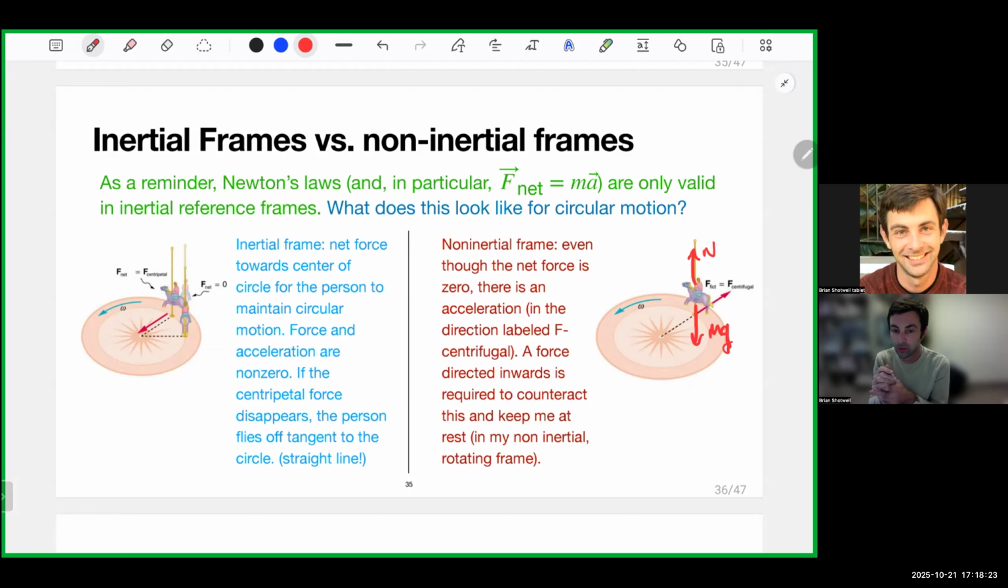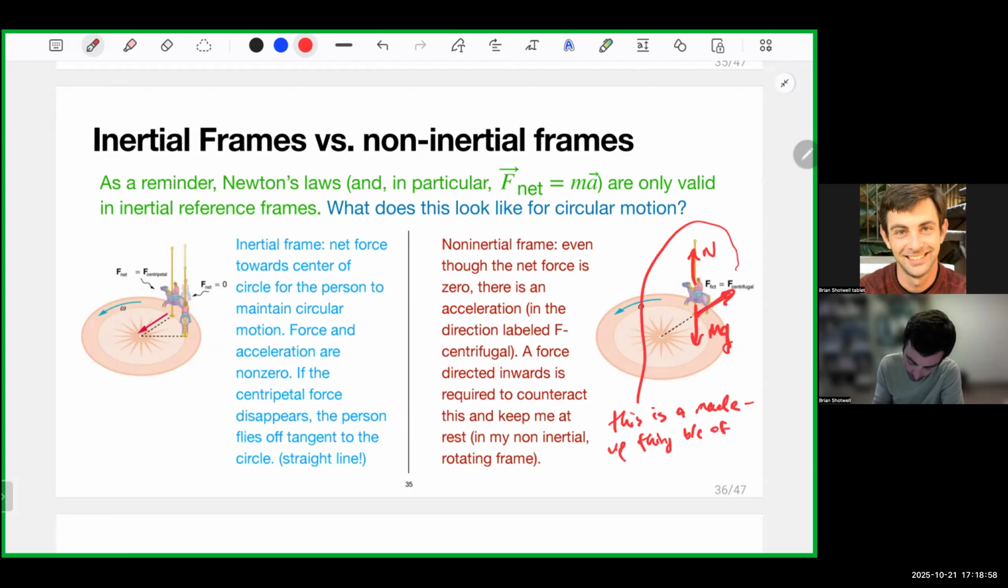So there is what's called a fictitious force in this frame, something that will affect the motion of the object. An object is not going to remain at rest on the circle if you only have N and mg. There's going to be a force that's radially outwards, and we call that the centrifugal force. But this is a very made-up, weird thing. Let me emphasize this: it's made up because of the weird reference frame, because of the non-inertial frame.